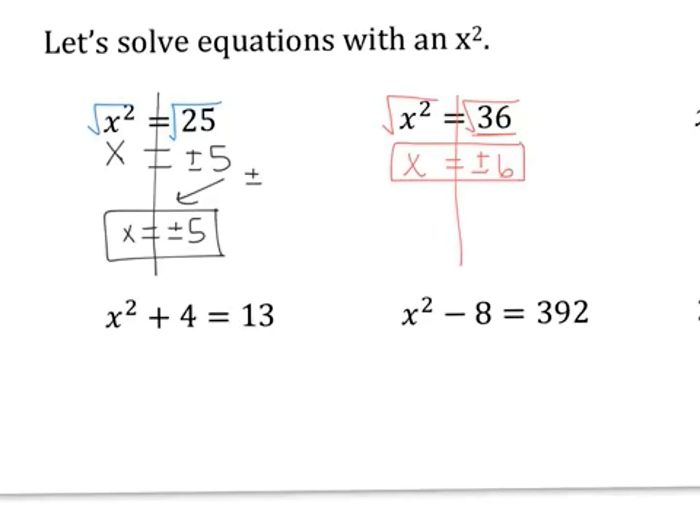And now, it also is a great idea to know how to type in the square root of a number on your calculator. If you do not know how to do that, make sure you ask Miss Ratty and find out how to do that. Let's look at the next example.